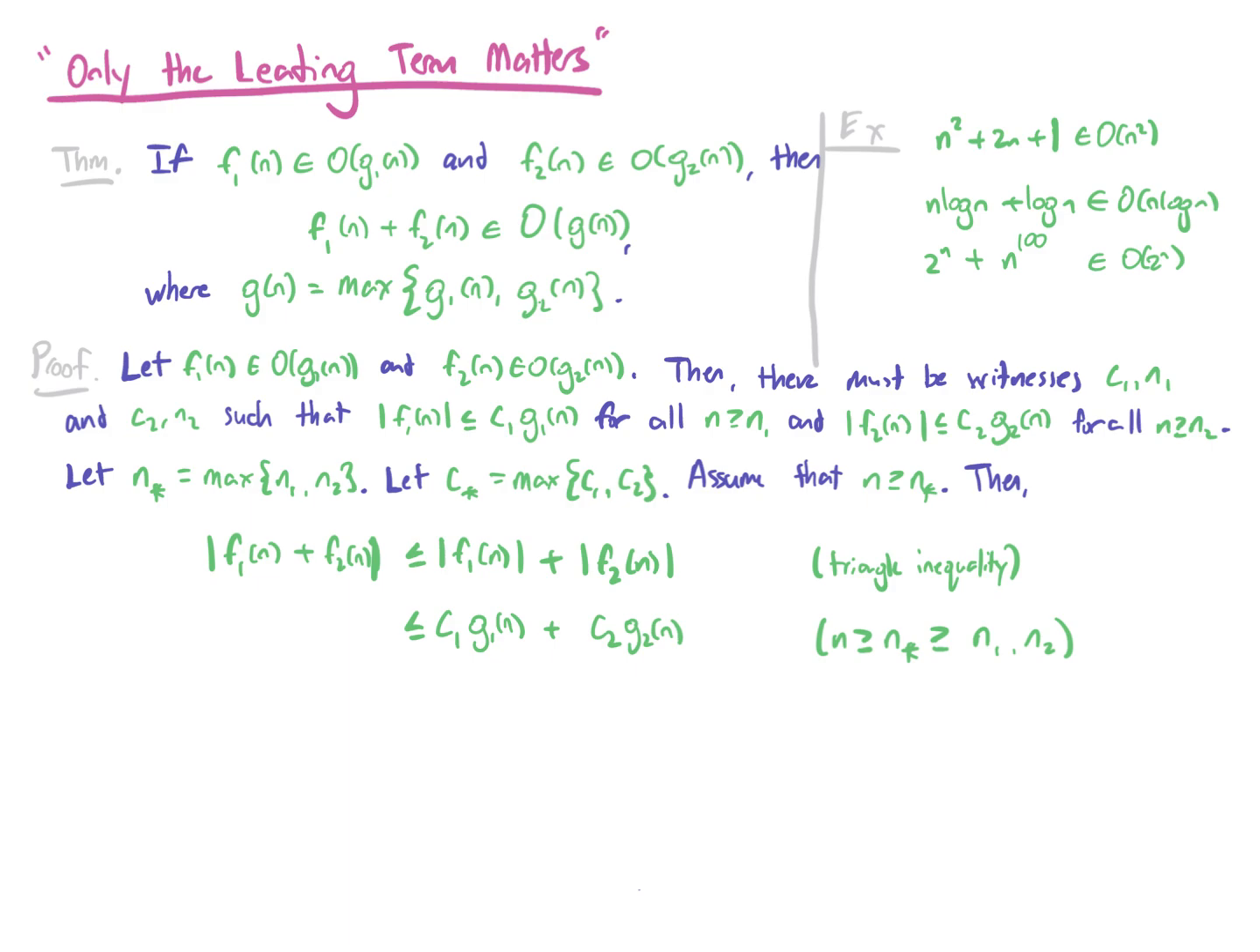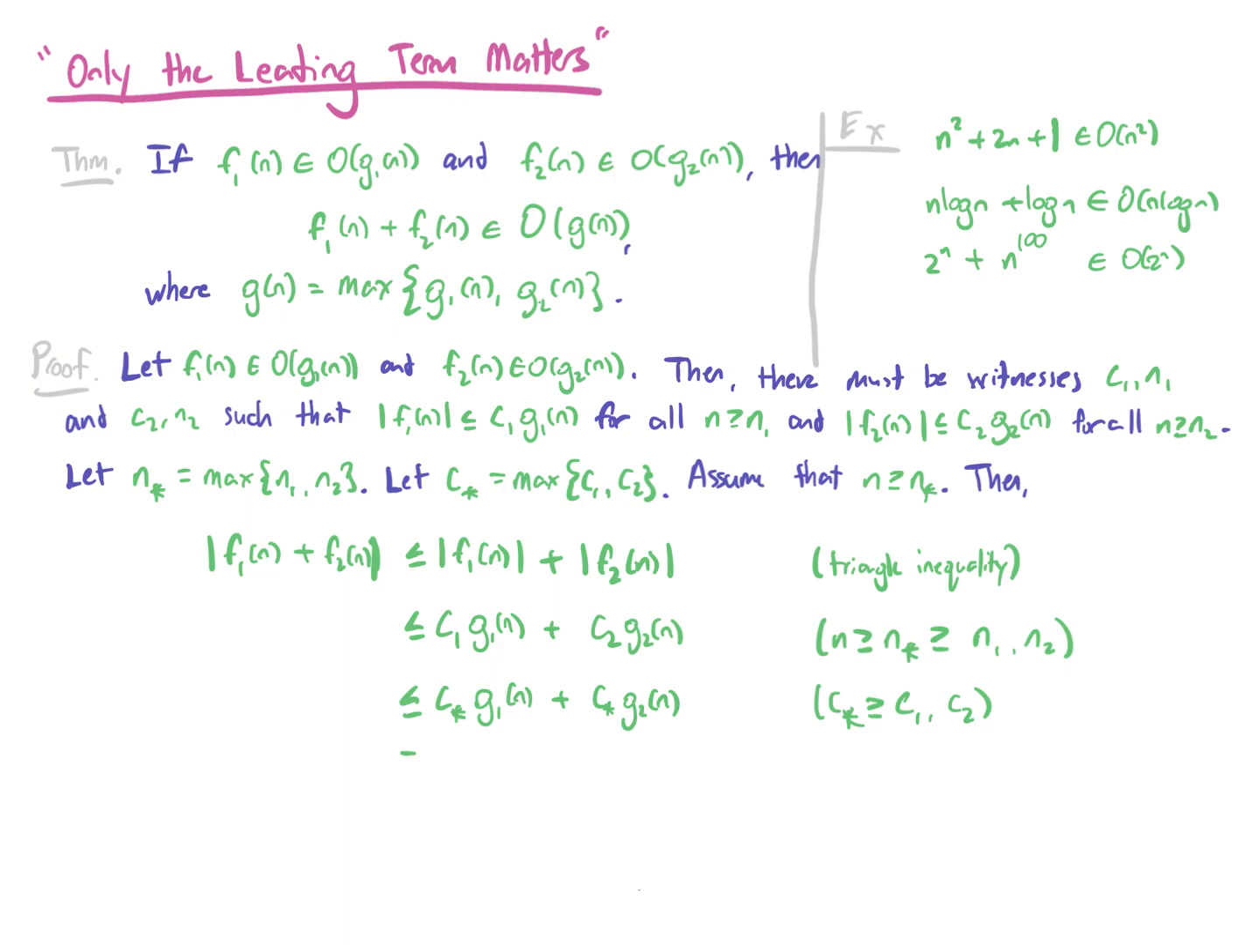Okay, so now I continue. So what do I know about C1 and C2? Well, hey, guess what? C1 and C2, they are both less than or equal to C star. So I can replace C1 and C2 with C star, and that will only increase this expression, so I can keep my chain of inequalities going. So C star is greater than or equal to C1 and C2.